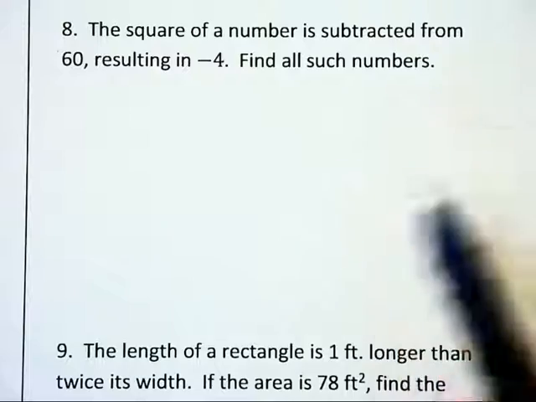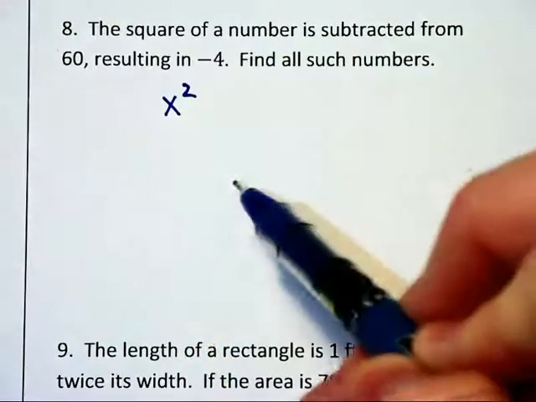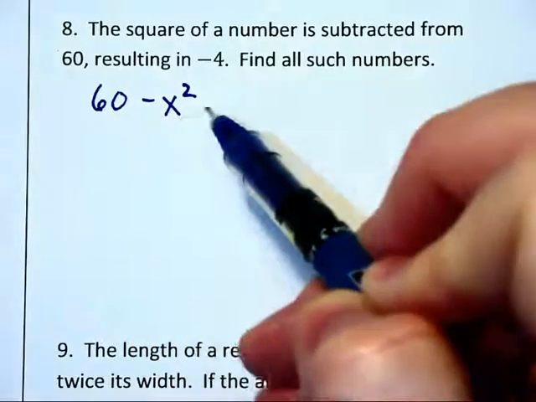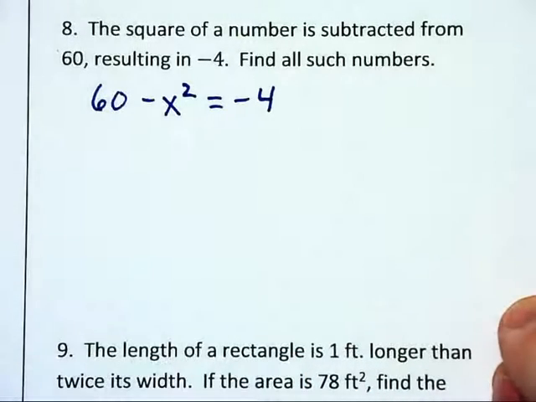The next problem: the square of a number, okay, that would be x squared, is subtracted from 60. Okay, start with a 60, then minus the x squared, resulting in negative 4. Okay, there's our equation. Find the numbers that make this work.